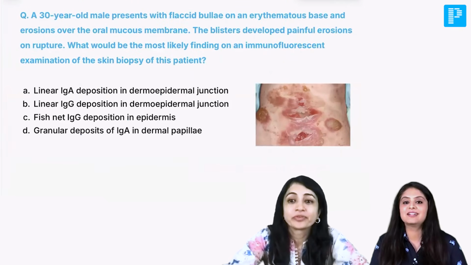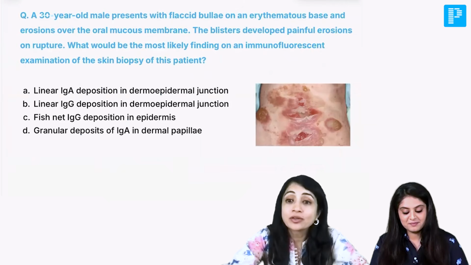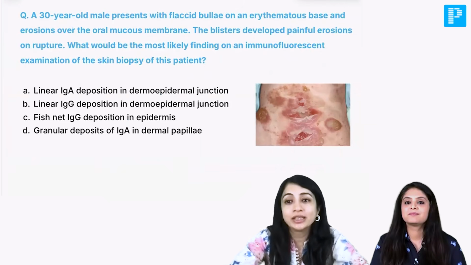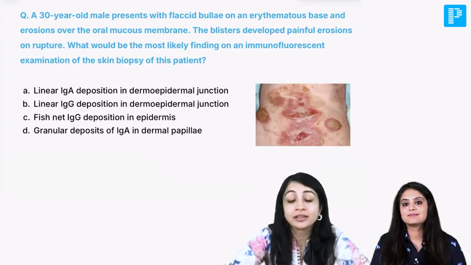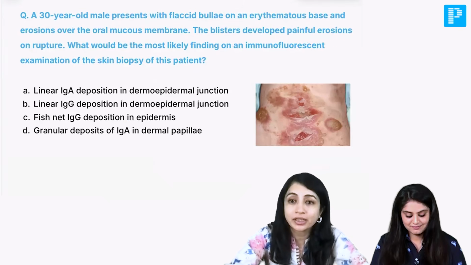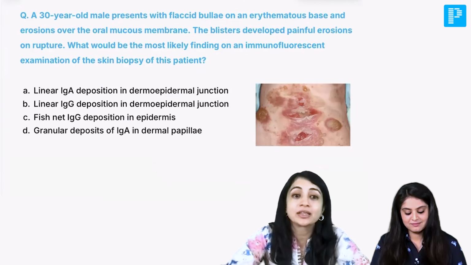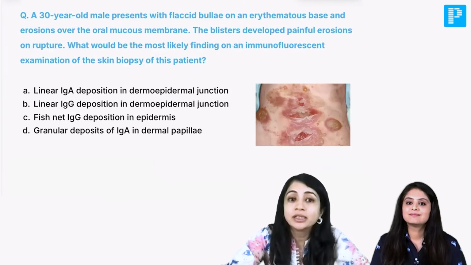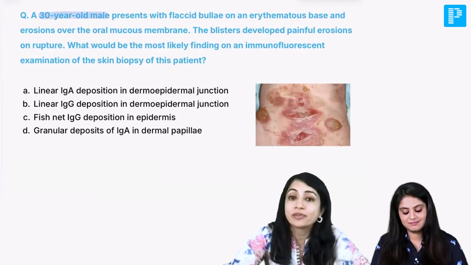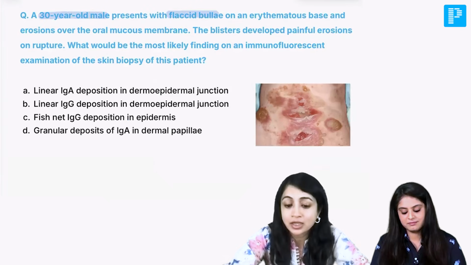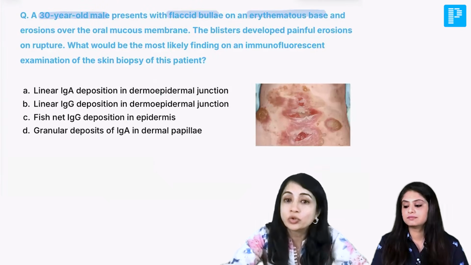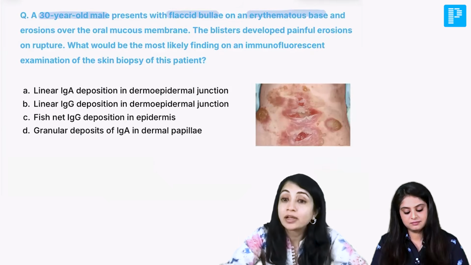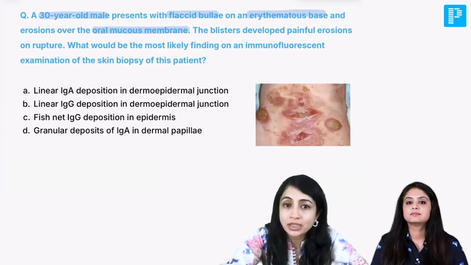I think you can get going with this as well. So now this is a question which tells us why we need an integration of dermatology and pathology. So the question is clinical, but the options are something related to DIF. So first I'll read the clinical question and then Dr. Preeti can take over. So again, we have a 30-year-old male patient who presents with flaccid bulla on erythematous base, and there are again erosions over the mucous membrane. The blisters develop painful erosions which rupture easily.